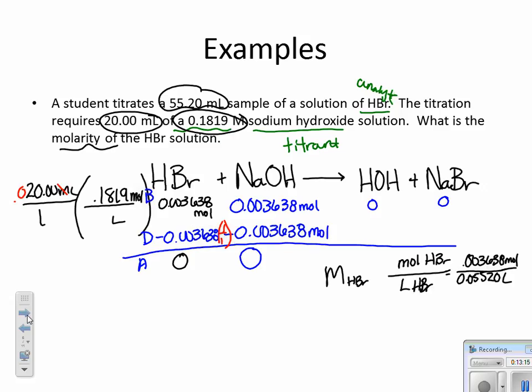So the molarity of the hydrobromic acid is 0.06591, 4 significant digits, molar hydrobromic acid.